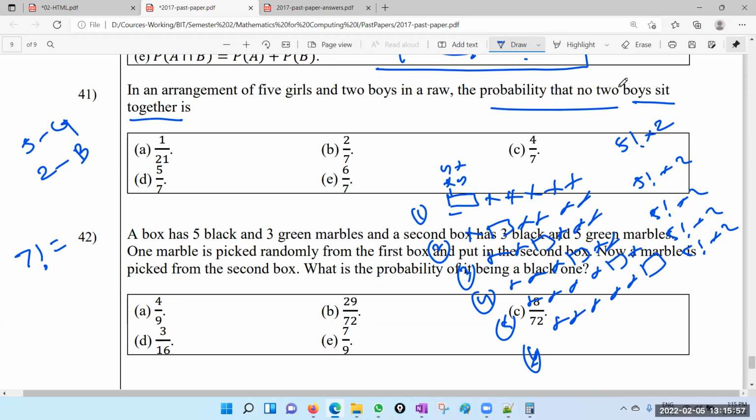So the probability that the two boys are together is what? Five times factorial 5 into 2, divided by all we have, factorial 7. So this is the probability that two boys are together. The probability that two boys are not together is 1 minus this.